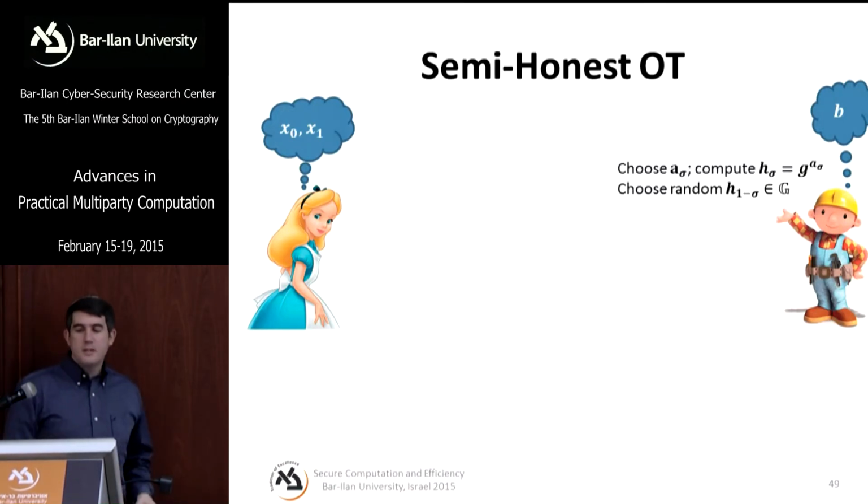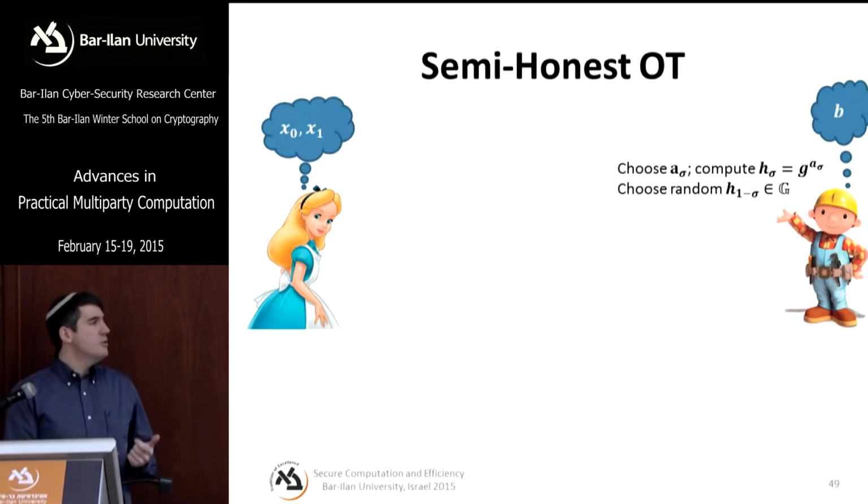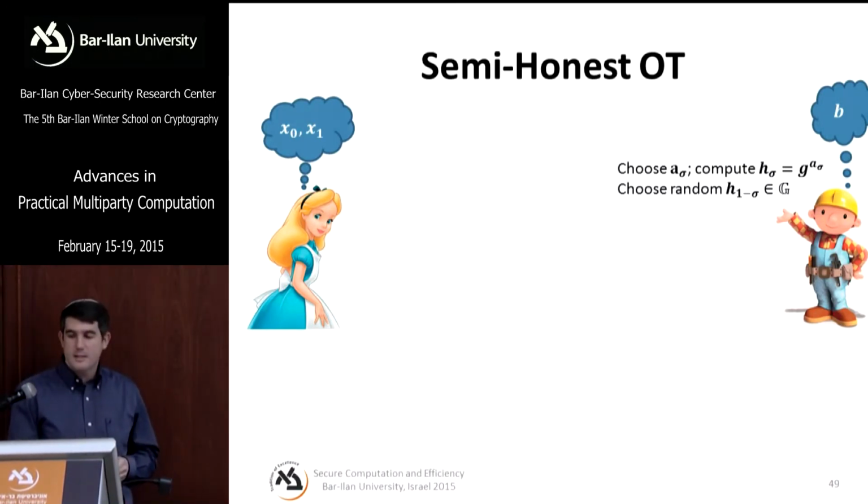So what Bob is going to do is choose two ElGamal keys, essentially. But he's going to choose them in a way that he only knows one of the secret keys. Okay, so he's going to choose a random A sub sigma, because sigma is the value that, or actually there should be sigma, not B here. He's going to choose A sub sigma and compute H sub sigma to be G to the power of A sub sigma. So if Bob is going to get 0, then he'll choose A0 and H0, which is G to the power of A0. And he'll choose H1 to be completely random. And then Bob will send H0 and H1 to Alice.